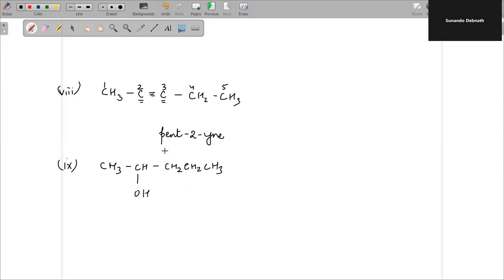Now, where should you start the numbering from? Main chain of carbon ये वाला है, कोई और तो possible chain है भी नहीं. This is the main chain. Obviously, you should start it from this end. 1, 2, 3, 4, 5. Every carbon has been numbered.